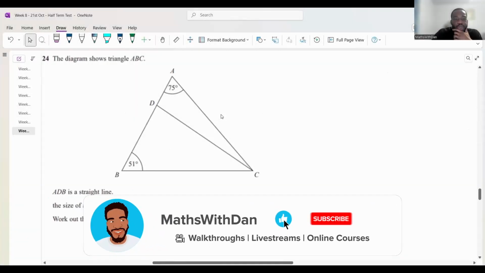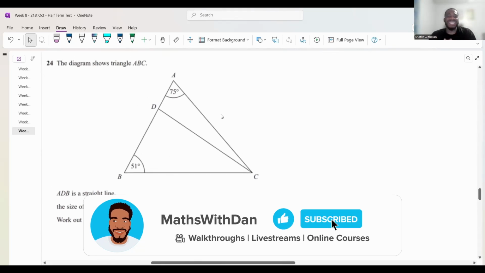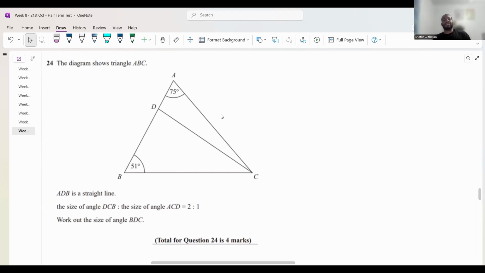So it says the diagram shows triangle ABC. ADB is a straight line. The size of angle DCB to the size of angle ACD is 2 to 1. Work out the size of angle BDC.